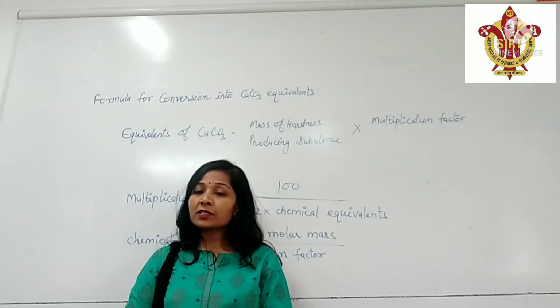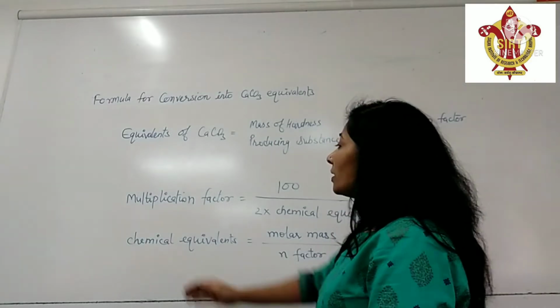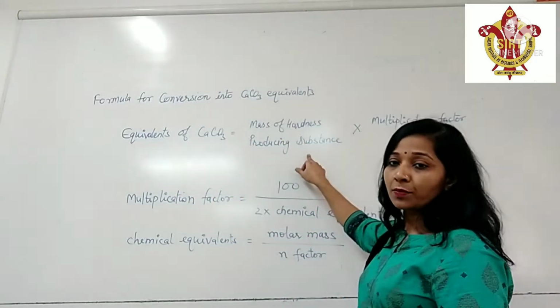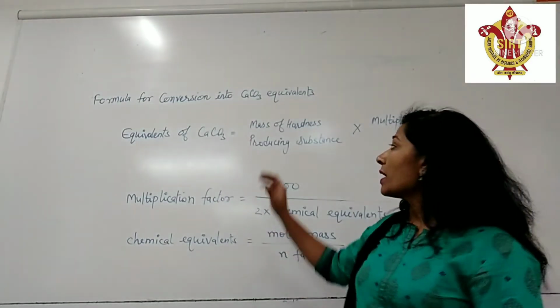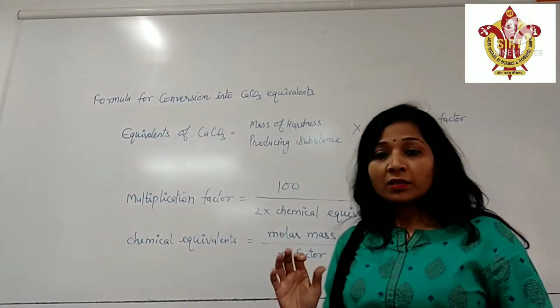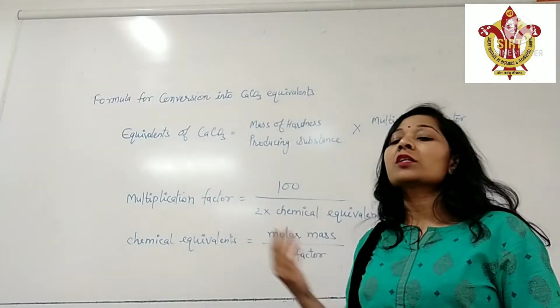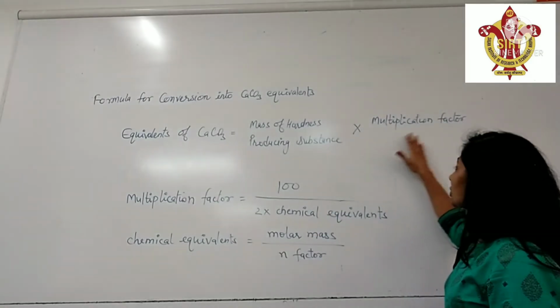For converting hardness into calcium carbonate equivalents, we use this formula. Equivalence of calcium carbonate is equal to mass of hardness producing substance into multiplication factor. Here the mass of hardness producing substance is given in the question and we have to convert it into calcium carbonate equivalents by multiplying it with the multiplication factor.